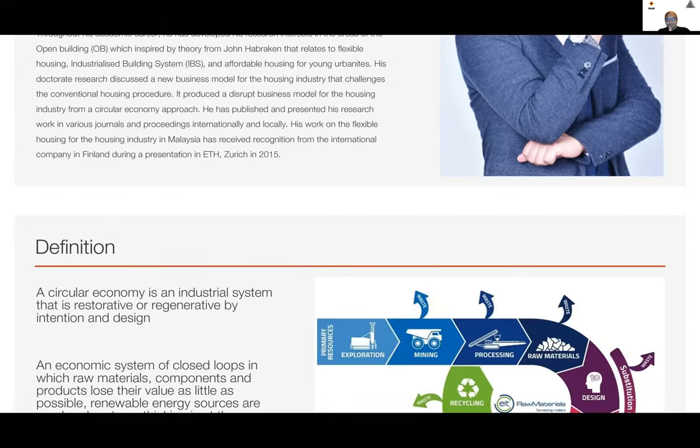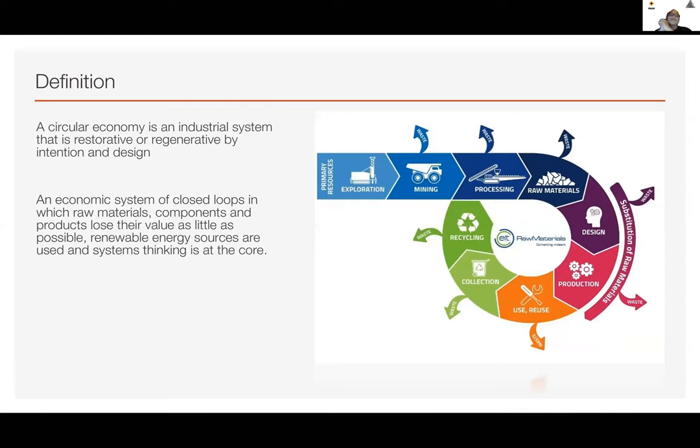All right, what is circular economy? Okay, imagine, at the moment, your handphone, every one of you has a handphone. Suddenly the torchlight is open. Imagine the handphone that you use. I wonder how many times you have changed your handphone in the past 5 years.